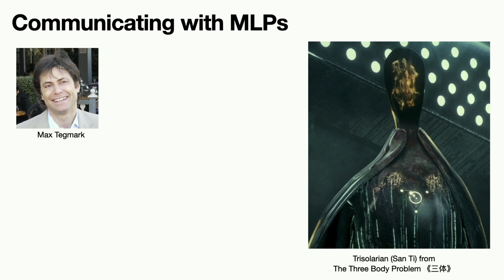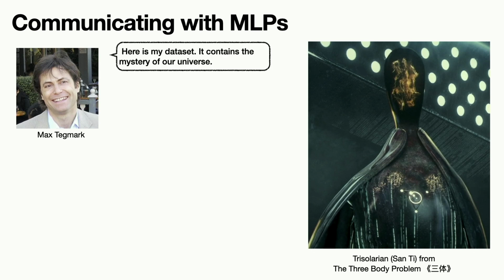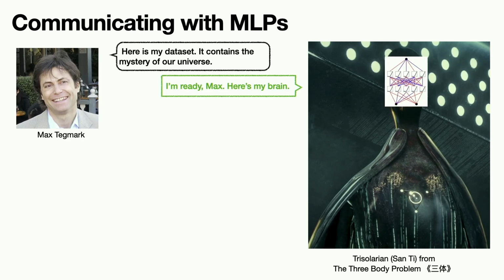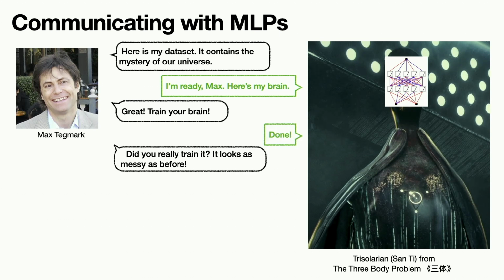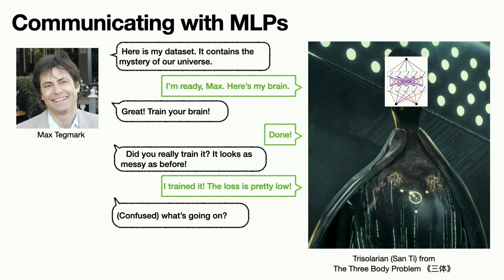But let's imagine another conversation Max would have with MLPs instead. Max went up and said, here's my data set. It contains the mystery of our universe. And the MLP went, I'm ready, Max. Here's my brain. Great. Train your brain. Done. Did you really train it? It looks as messy as before. But the MLP went, I really trained it. The loss is pretty low. It's just that the connections are really complicated. So now Max got confused. What's going on? The MLP went, you stupid humans just cannot understand the way I do the computation.